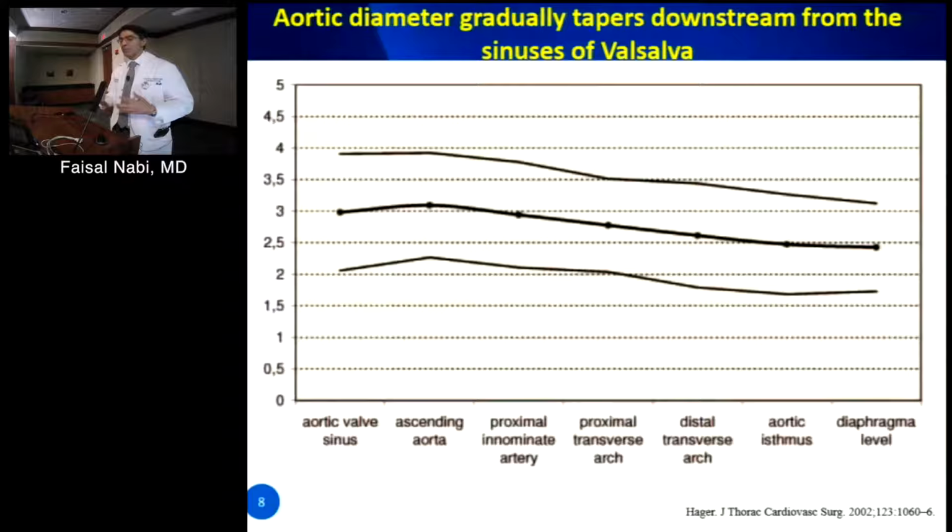And what we know is that usually the largest measurement is in the ascending aorta and gradually tapers downstream from there. So if you look, the middle line is really your mean. Apart from the aortic root, where the sinus of Valsalva is generally 3.7, 3.8, the normal aorta is around 3 centimeters or less. That's the best way to remember numbers.